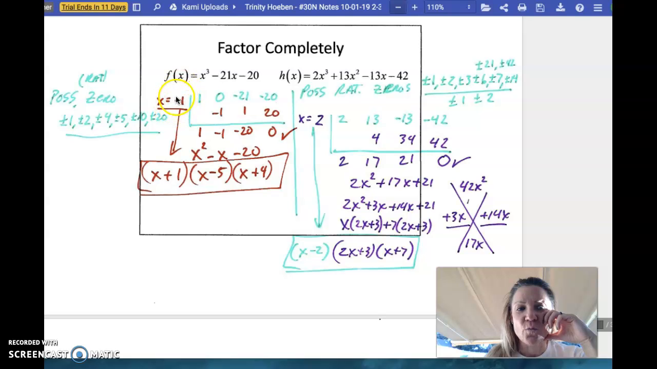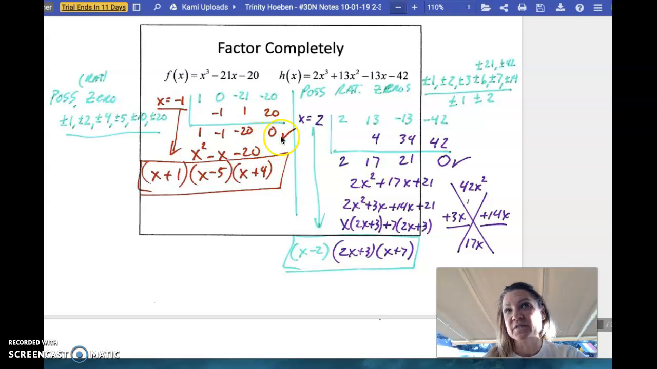Let's try -1. We're going to bring down, well, first list all of your numbers for your synthetic division. We're missing the x squared term, so I subbed a 0 in there. So we've got 1, then 0, then negative 21, and then negative 20. We bring down the 1, then multiply. Negative 1 times 1 is negative 1. 0 plus negative 1 is negative 1. Negative 1 times negative 1 is positive 1. Then add negative 21 plus 1 is negative 20. Then multiply. Negative 1 times negative 20 is positive 20. And then negative 20 plus 20 is 0.